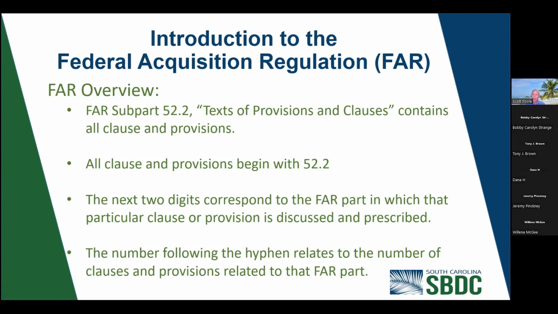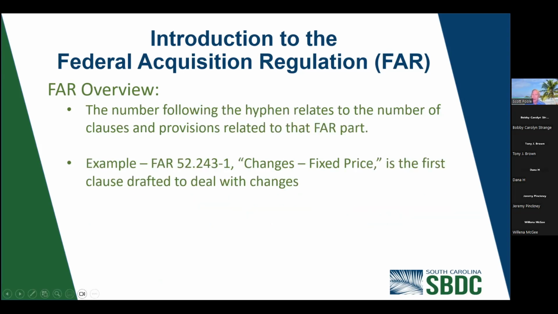and all those provisions. And every one of them, they begin with 52.2. Now, the next two digits correspond to the FAR part in which that particular clause or provision is discussed and prescribed. So the number following the hyphen relates to the number of clauses and provisions related to that FAR part. Now, if we look at those hyphen, it relates to the number of clauses related to the FAR part.